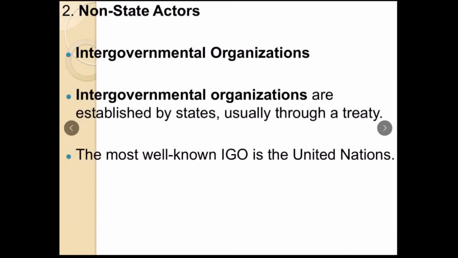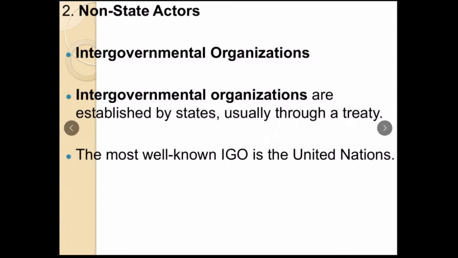So what is the United Nations? What does United Nations mean? It's the intergovernmental organization that aims to maintain international peace and security, to develop friendly relations among nations, to achieve international cooperation, and to be the center of harmonizing the actions of nations.